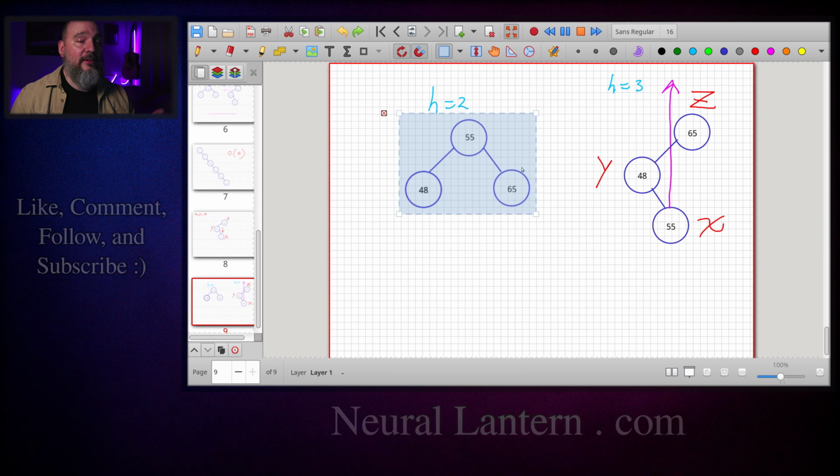Notice on the left, these are the same 3 nodes: 48, 55, and 65. That's the same 3 nodes that we originally had. But notice how the height is 2.